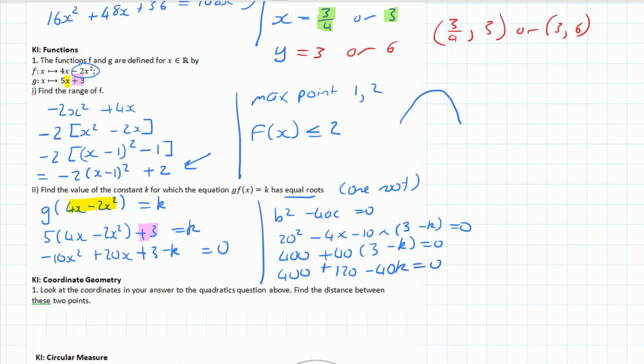And, well, if we bring the 40k across to the other side, I'm running out of room here, but I think it's 520 equals 40k. And so therefore k is equal to 520 divided by 40. Is that 13? 520 divided by 40 is 13. Yeah, so k is equal to 13.